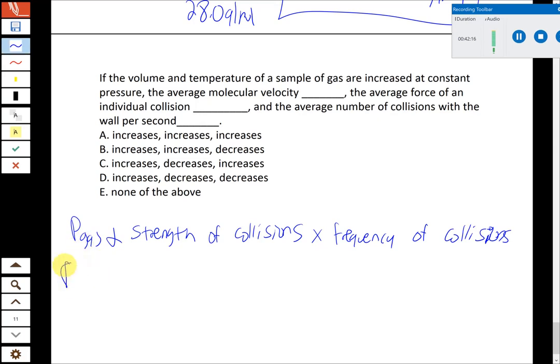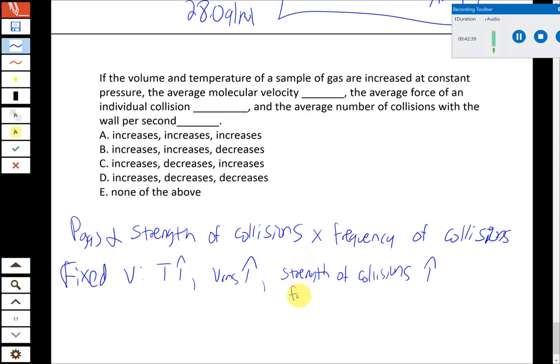So if we have a fixed volume, meaning that we're not changing the volume of the container, if we increase the temperature, we're going to increase the average speed of the gas molecules, and that means the strength of collisions is going to increase, and also the frequency of collisions. Both of those would increase. And as a result, the pressure increases. So normally if you just have a fixed volume container and you increase the temperature, this is what happens.